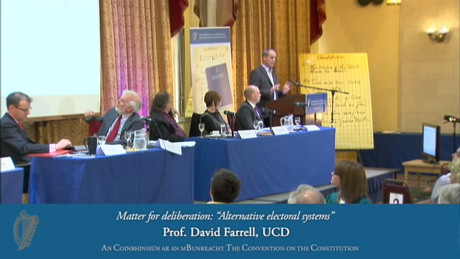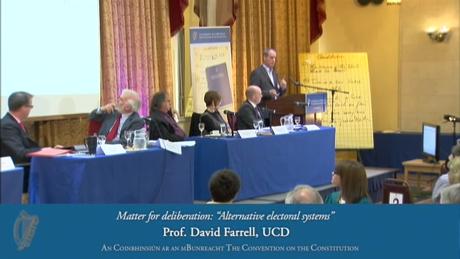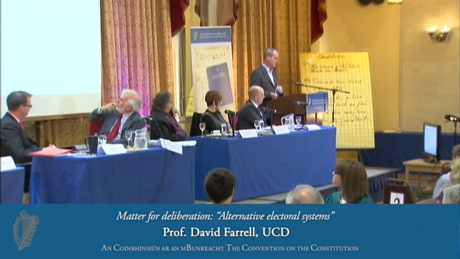So these are the two main types of non-proportional electoral systems that I want to take you through. And the defining feature that these non-proportional systems share in common is single seats. So you're electing one Dáil deputy. You would have a smaller geographical constituency, and each constituency would only be electing one Dáil deputy. So very different from what we've got at present.